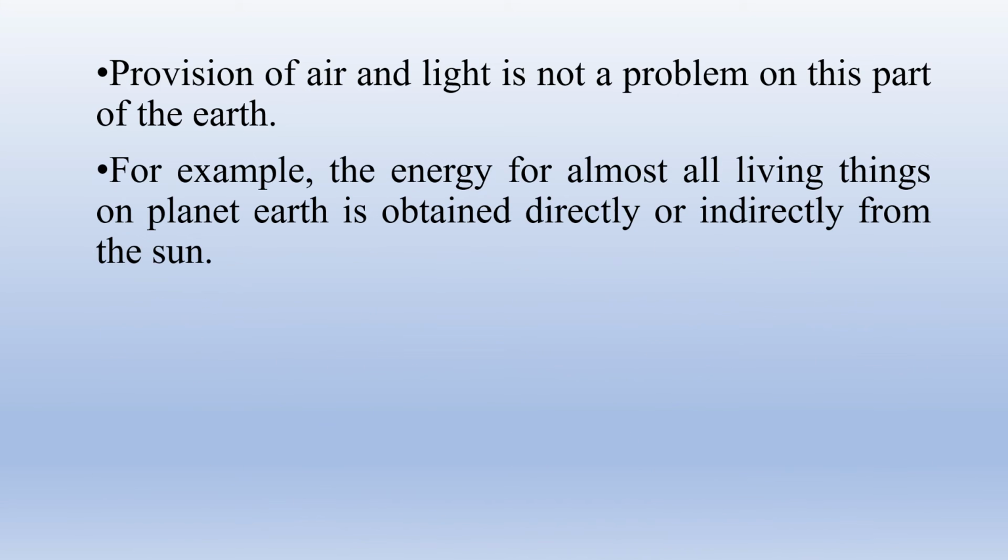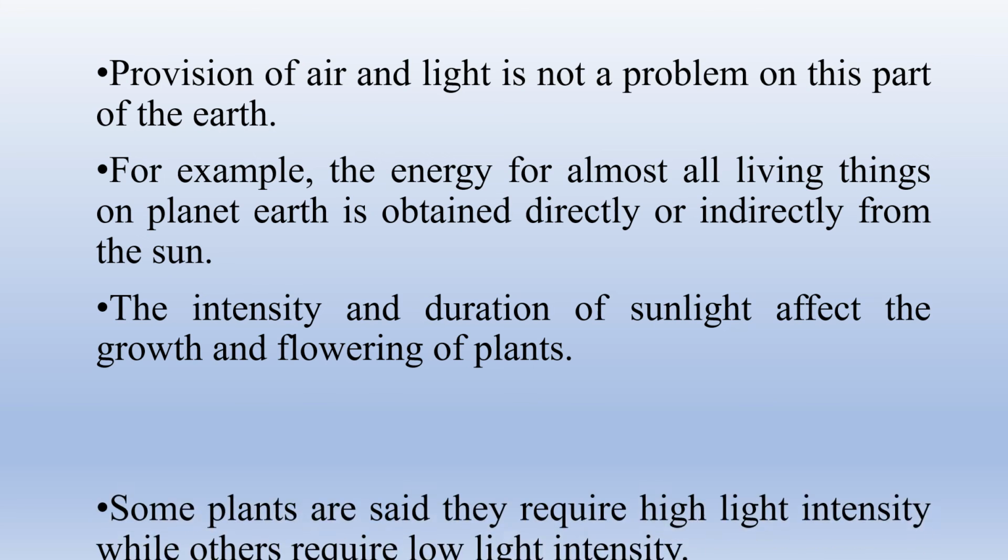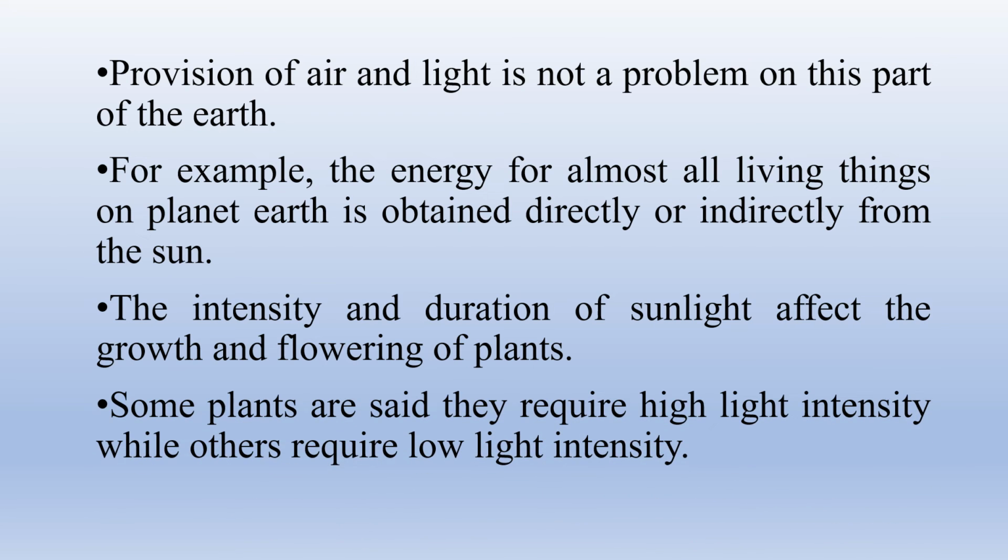For example, the energy for almost all living things on planet Earth is obtained directly or indirectly from the sun. The intensity and duration of sunlight affect the growth and flowering of plants. Some plants are said to require high light intensity while others require low light intensity.